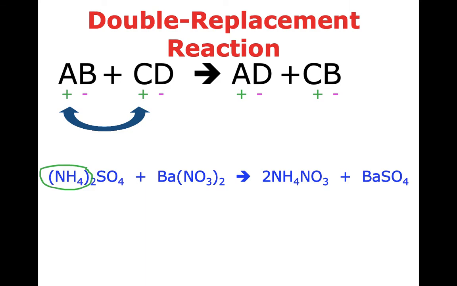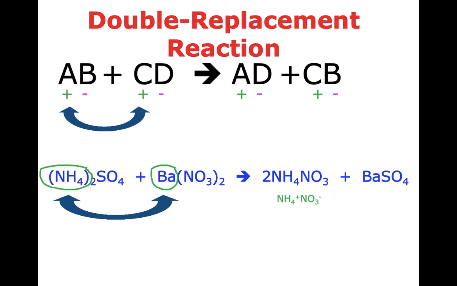Ammonium sulfate and barium nitrate producing ammonium nitrate and barium sulfate. In this case, ammonium is our positive ion, and barium is our positive ion. Those two are going to switch places. The barium is now going to go with the sulfate, and the ammonium is going to combine with the nitrate. So we're going to first look at the ammonium nitrate.